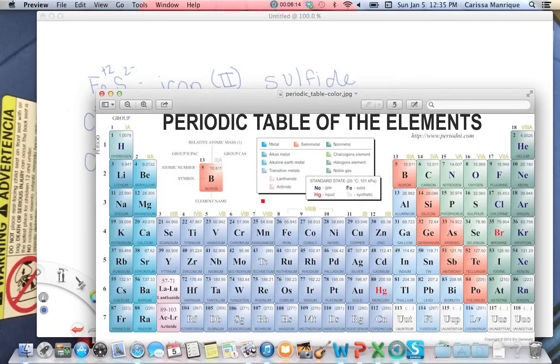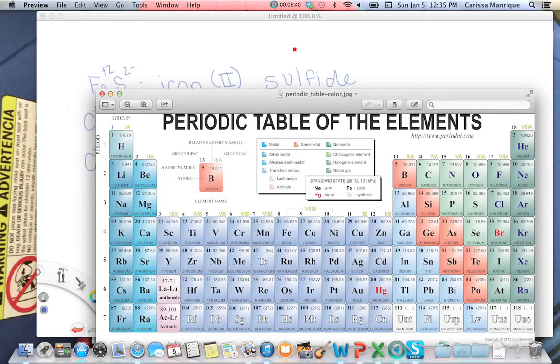It's simple. You'll use a Roman numeral if it's part of the transition metals. So you see this sort of, well, it's blue, but more of a purple blue right in here. This whole block right here. These are your transition metals. Anytime it's any one of those, you're going to use a Roman numeral. If it's in group 1A, 2A, or 3A, you do not use a Roman numeral.